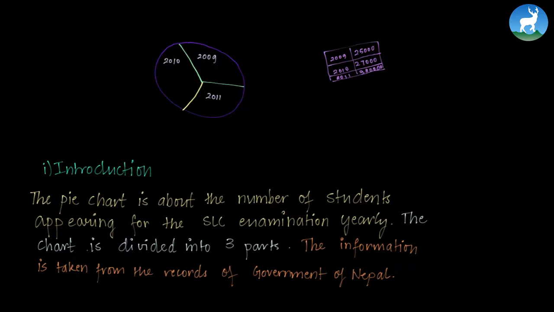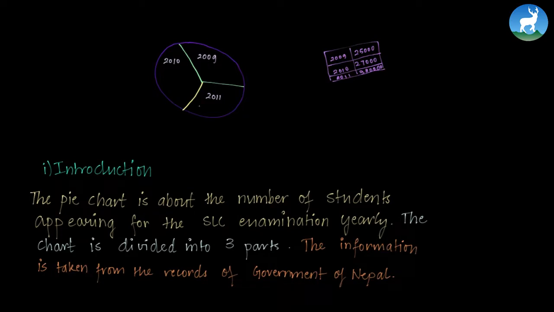So we first introduce the pie chart. The pie chart is about the number of students appearing for the SLC examination yearly. So what is the chart actually about? We are just describing in a short sentence. Then we further say the chart is divided into 3 parts. As we have already drawn the chart, now we are moving on.